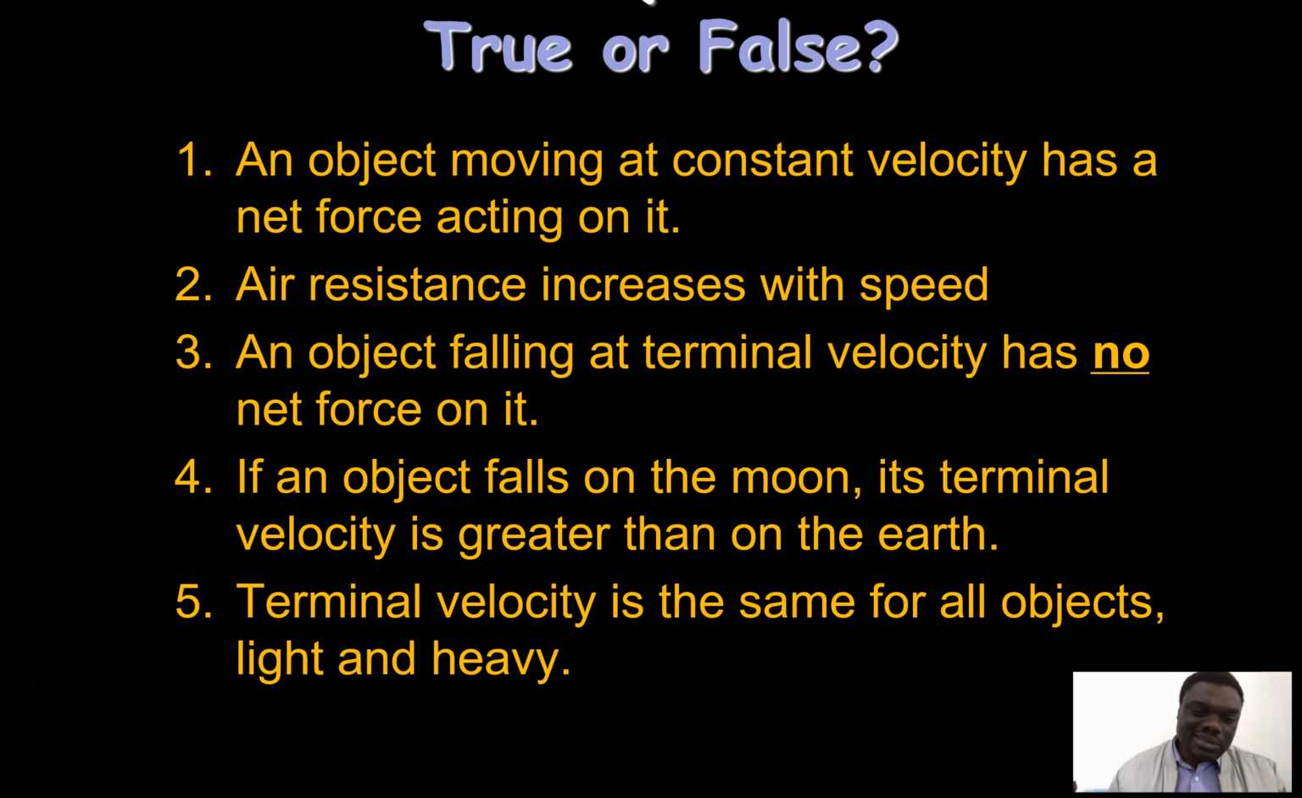The fifth question: terminal velocity is the same for all objects, light and heavy, true or false? Oh, of course, that's false, because the weight of the objects will be different, right? So the speed at which it reaches terminal velocity will be different, since the air resistance will reach the weight at different times.